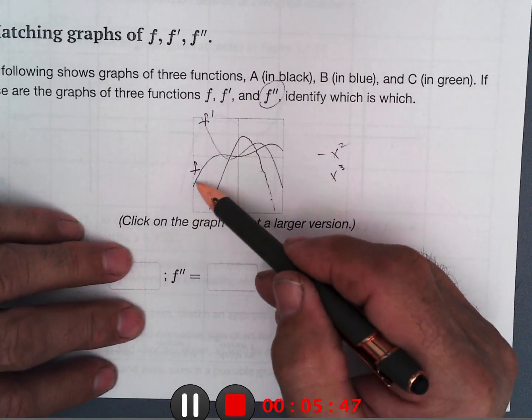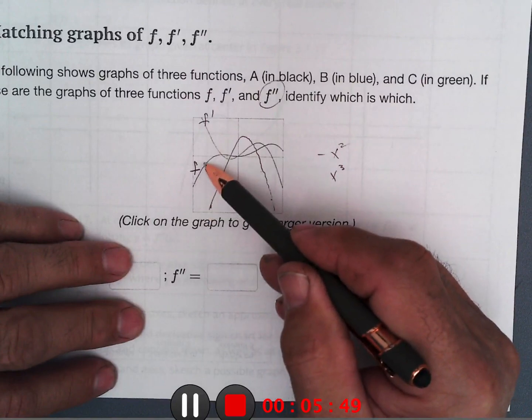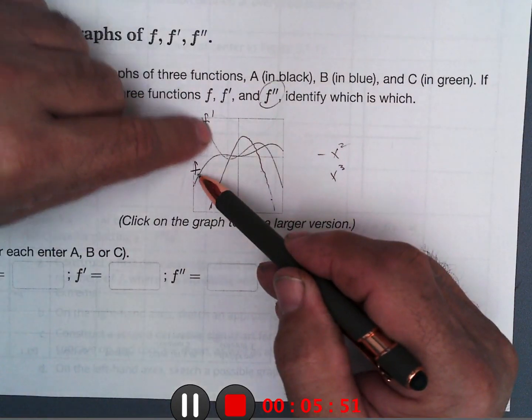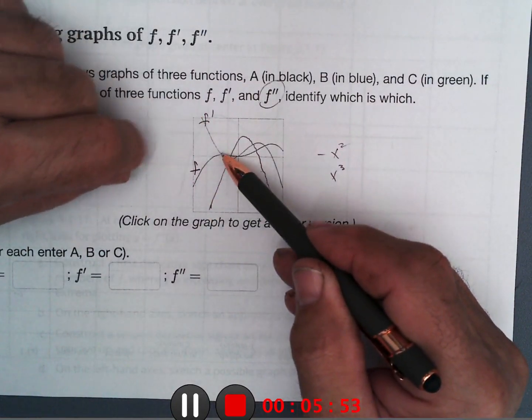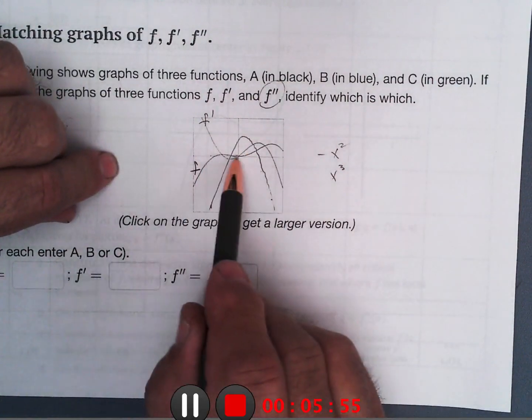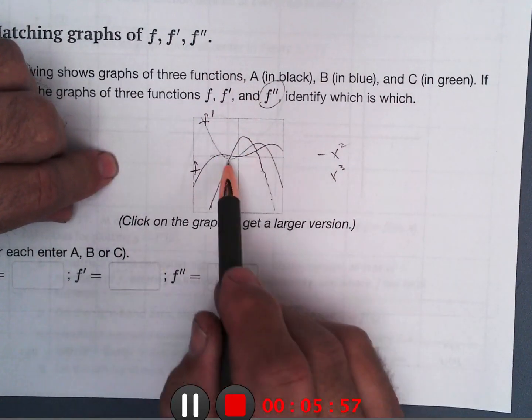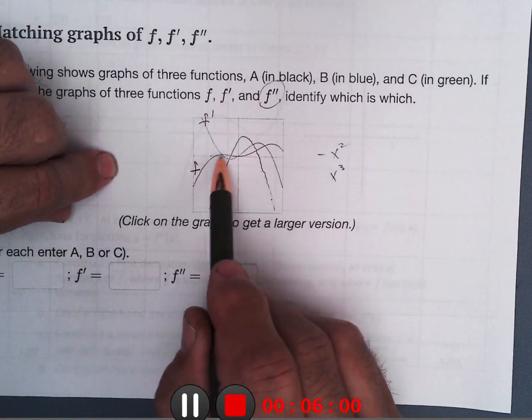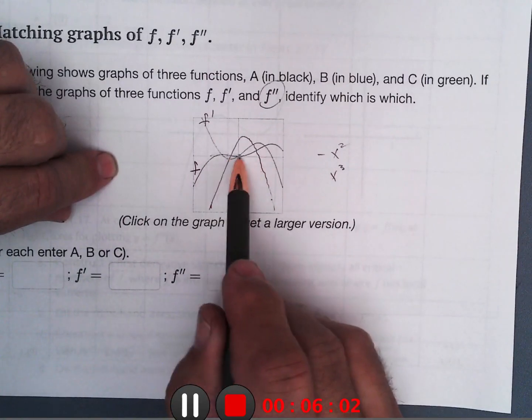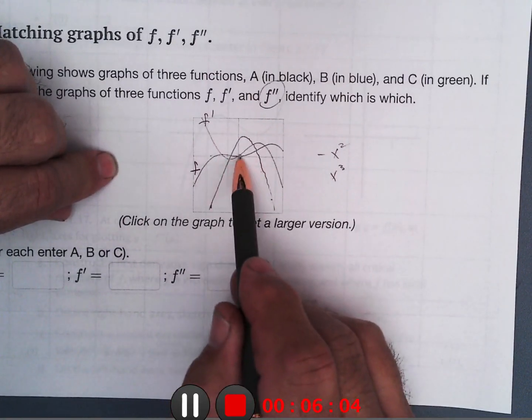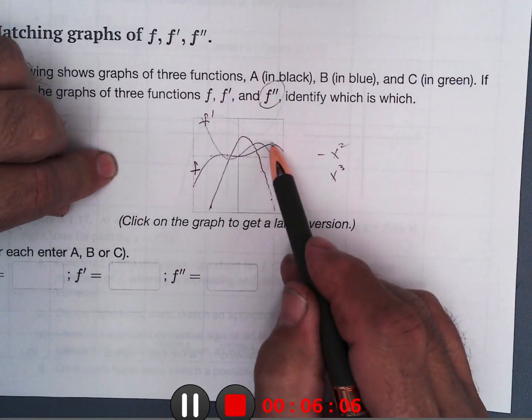The slope is positive, and f prime is positive. The slope is 0, f prime is 0. The slope of this one is 0 here, and f prime is 0. And the slope is 0, and f prime is 0.